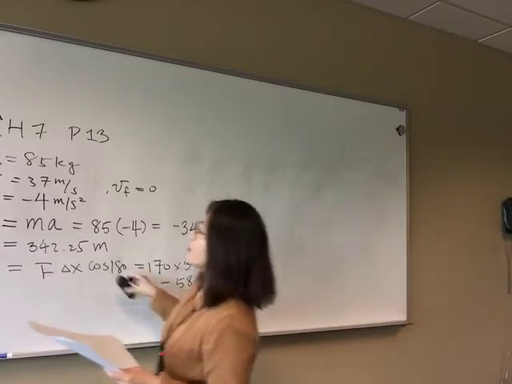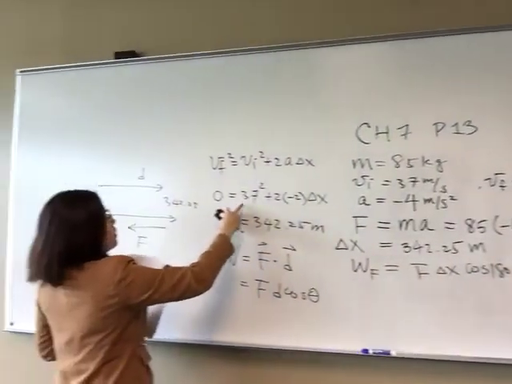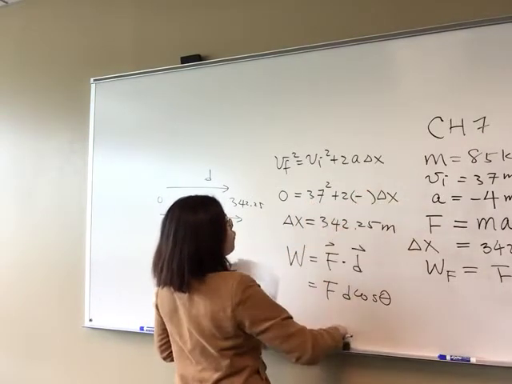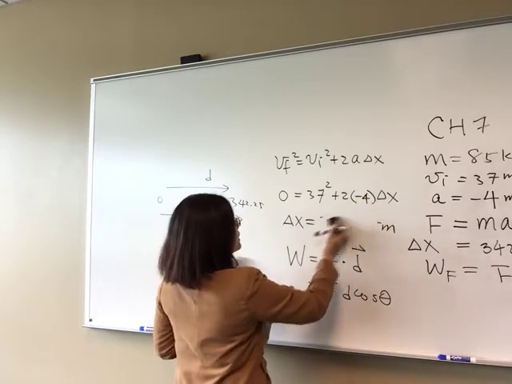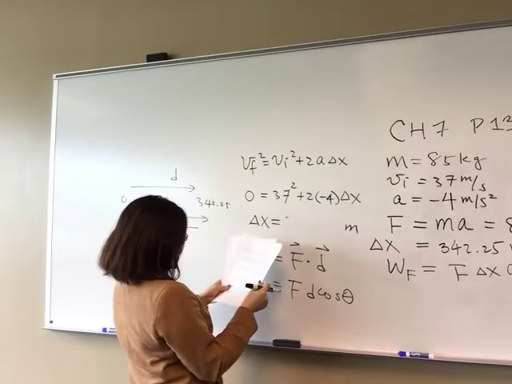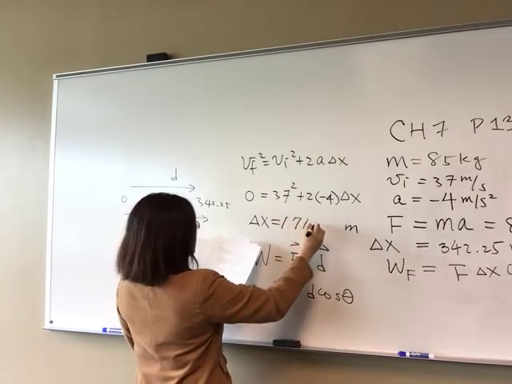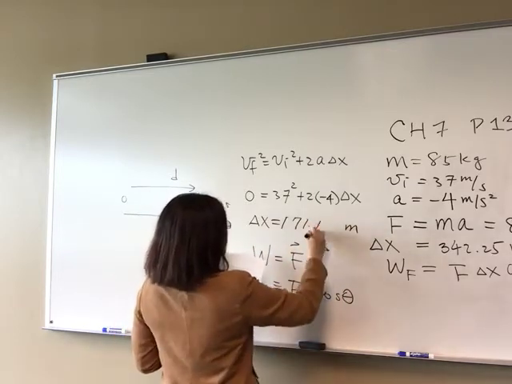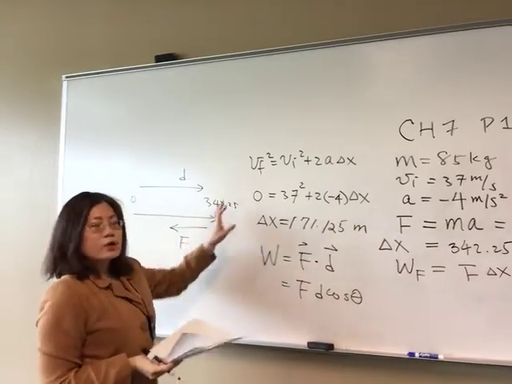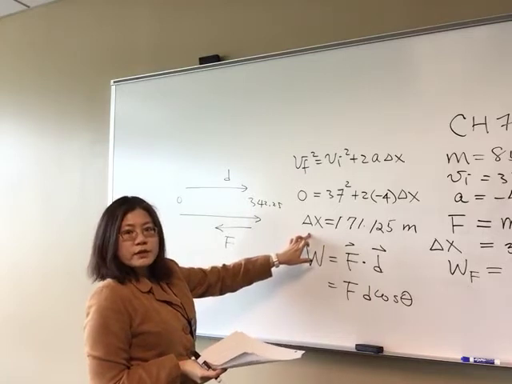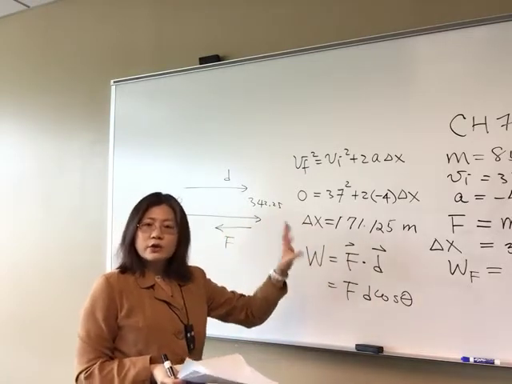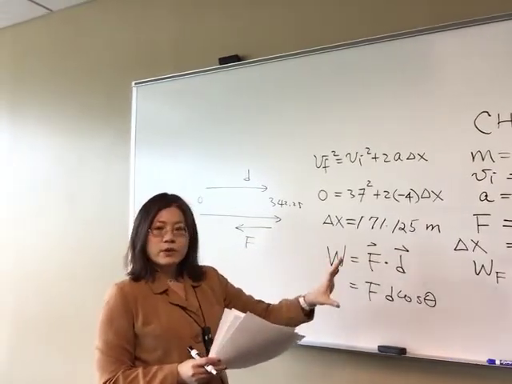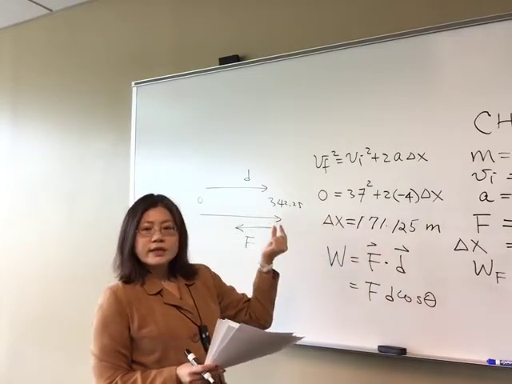What about the displacement? Initially you have 37 meters per second, and the acceleration now becomes -4. So let's see what the displacement is. After you punch it into a calculator, the displacement is 171.125 meters. So you can see that when the acceleration increases, the displacement actually decreases. And that makes sense, because when you have a larger acceleration, you don't need that longer distance to get to the final result. So with the larger acceleration, you can shorten the distance.